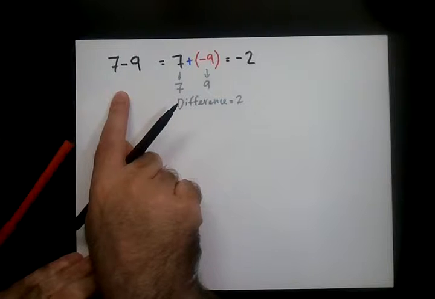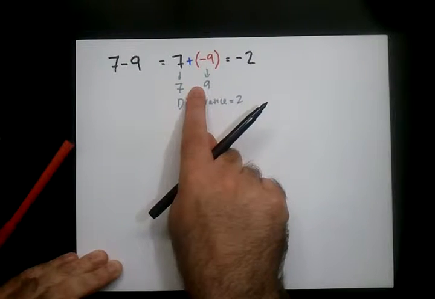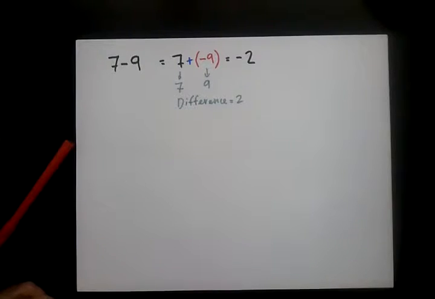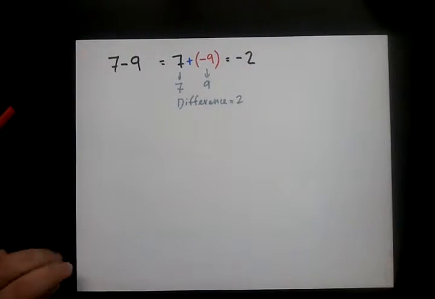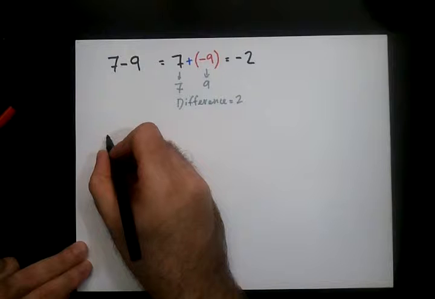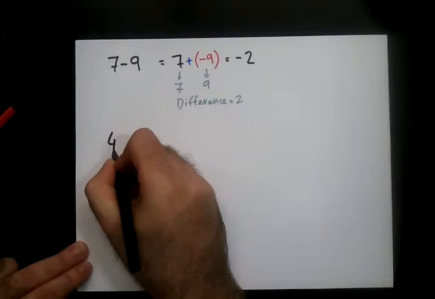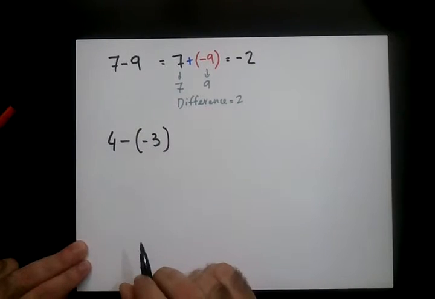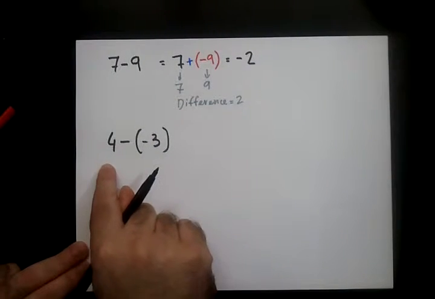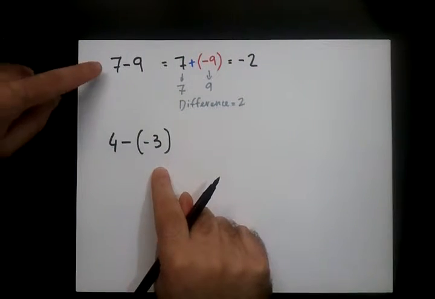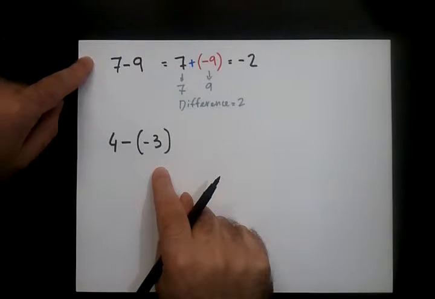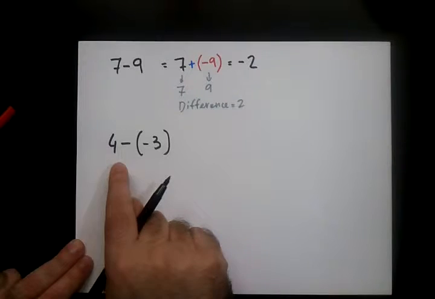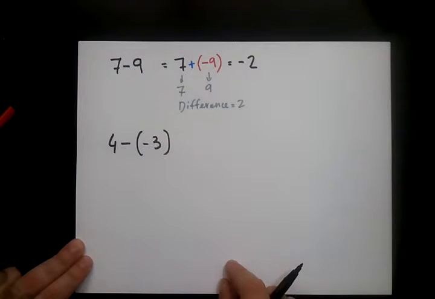So whenever you have a subtraction problem, you convert it into addition and then use the rules of addition to solve the problem further. Now let's do another example. Let's say we have 4 minus a negative 3. So it's a subtraction between a positive and a negative number. Before we had a subtraction between two positive numbers, a positive 7 and a positive 9. Now we have a subtraction between a positive 4 and a negative 3.